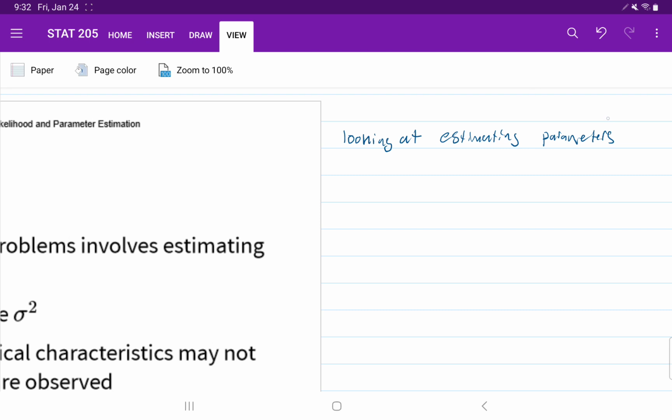Some things that we often look at are things like the mean, mu, or the proportions, p, or the variance, sigma. We'll be looking at these in the context of a handful of these distribution functions today.